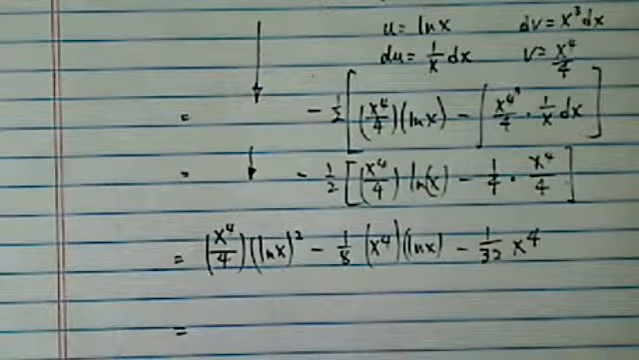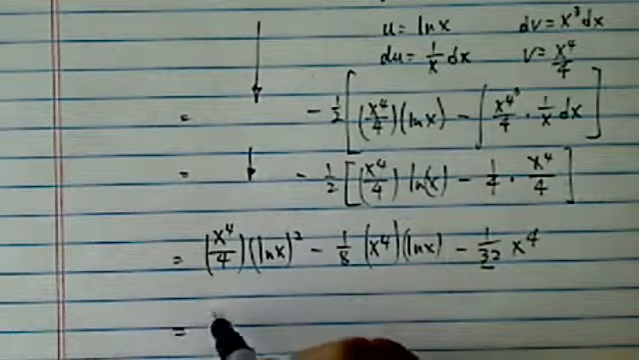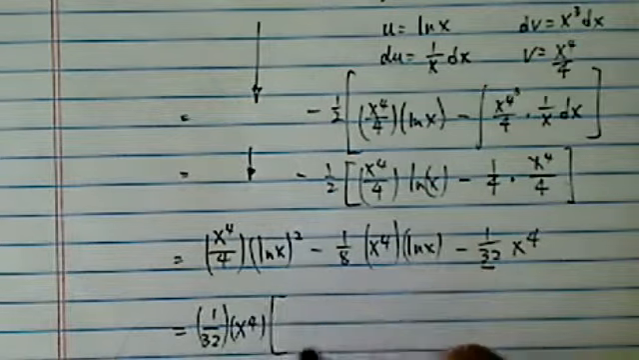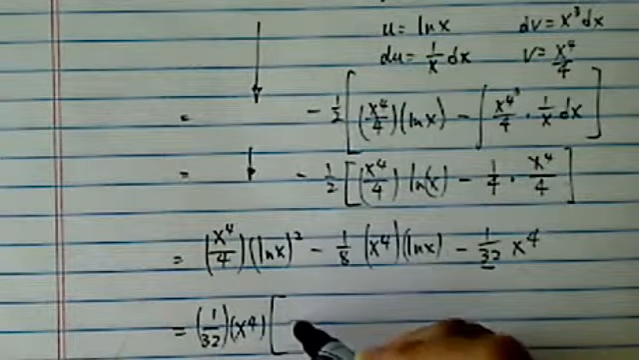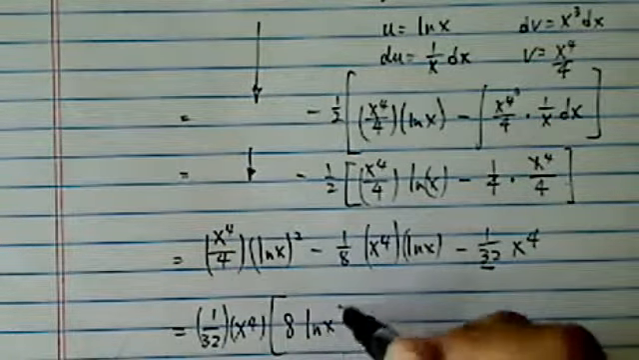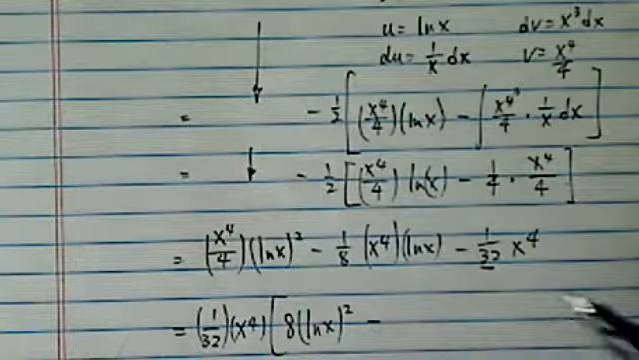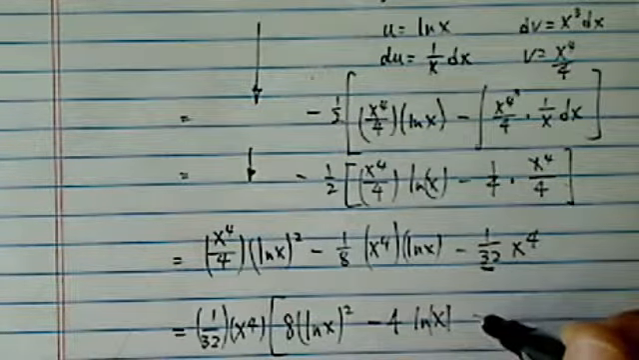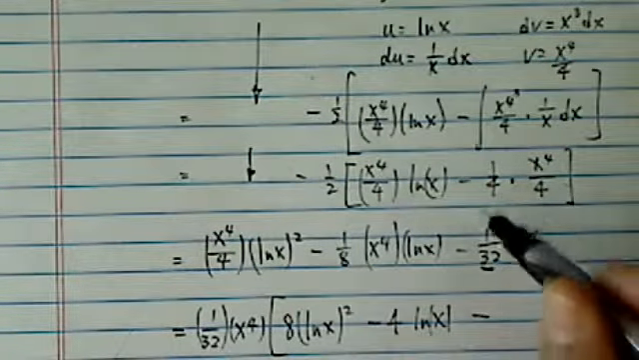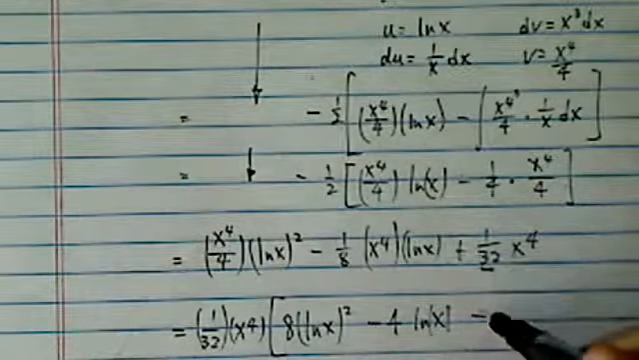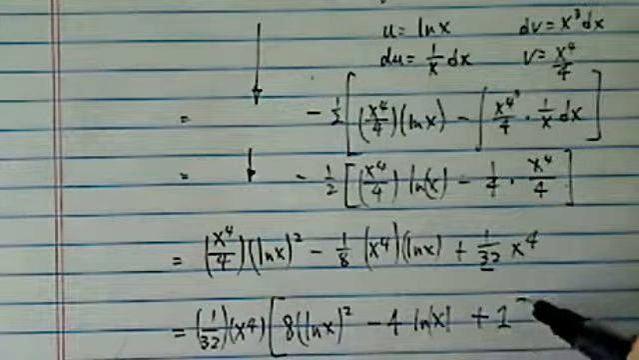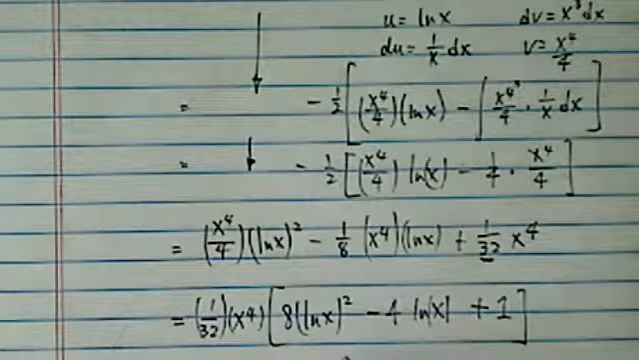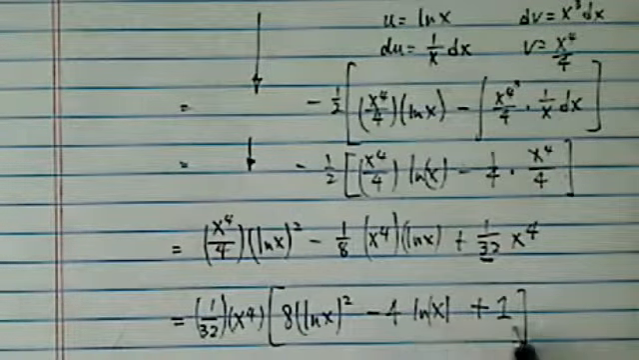Let's pull the common things out. This one is 32, so let's pull the 1 over 32 out. x to the fourth. Let's see what we have left over here. We'll have 8 natural log of x, this whole thing squared, minus 4 times natural log of x, minus, is it a minus? This is actually a plus. Plus 1. Okay, so that's the final answer. x to the fourth, and then 8, and this is a 4, and this is a plus 1.